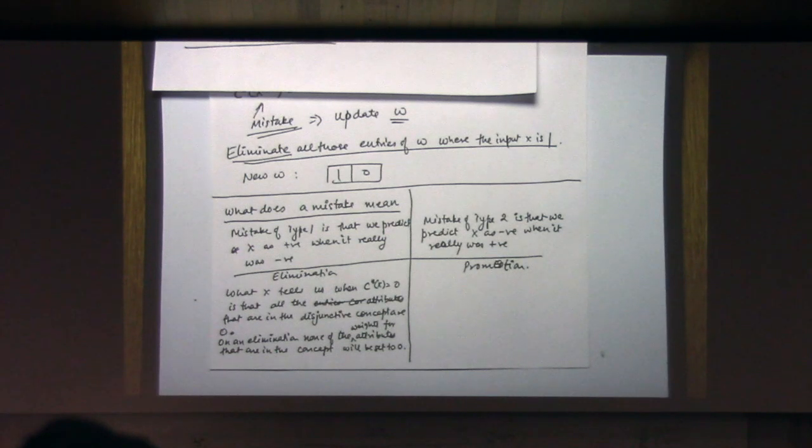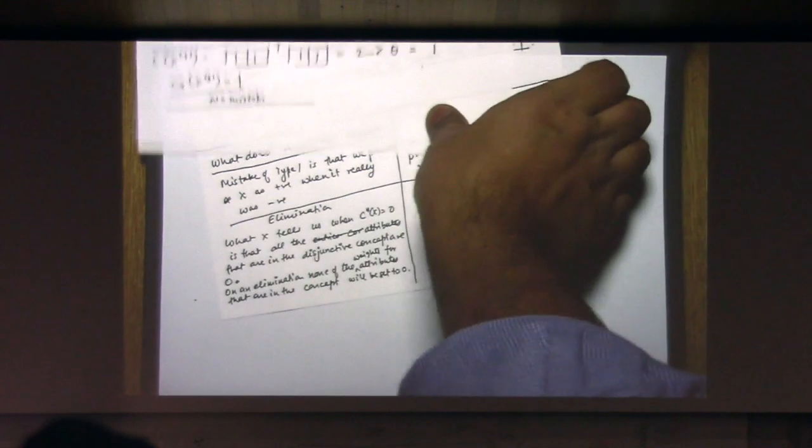It's a little too much to take. Okay, I'm trying to explain it in a weird way, but the idea is this.